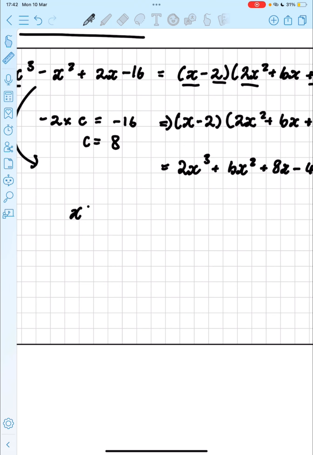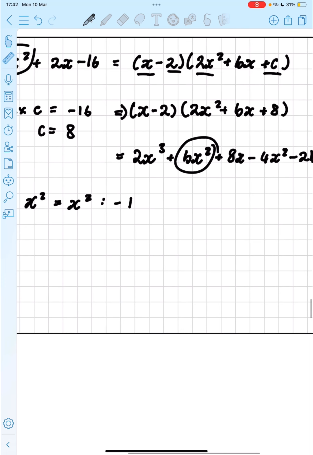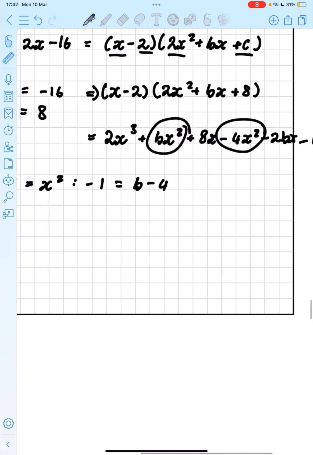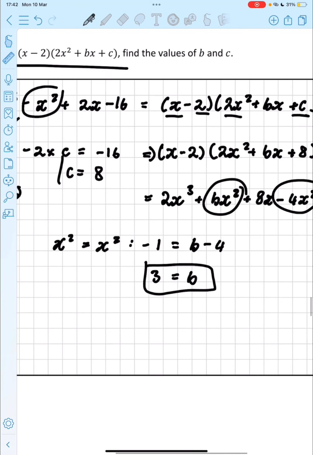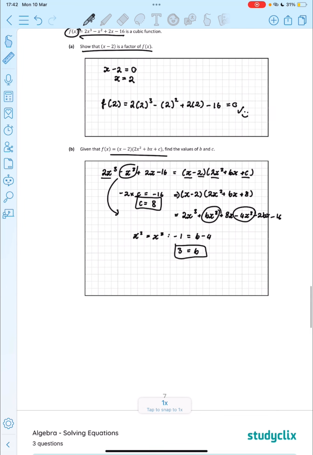I know that x squared on one side is going to equal x squared on the other side. Therefore, the thing in front of x squared on this side has to equal the thing in front of x squared on this side. So minus 1 is equal to b minus 4. Then that's an equation I can solve. I want to move this minus 4 to the other side, so I'm going to add 4. I'll find out that b is equal to 3. So now we've found that b is equal to 3, c is equal to 8. We have finished that question.